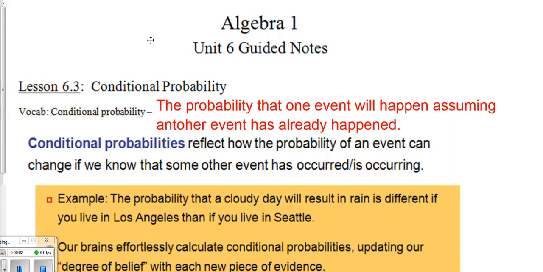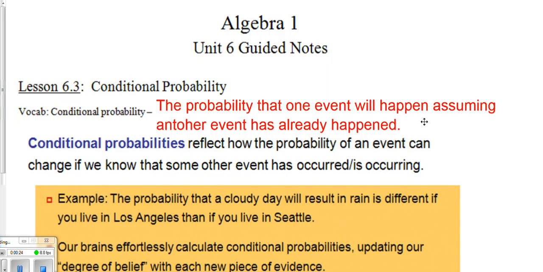All right, we're on lesson 6.3, which is all about conditional probability. This is our last video for Unit 6. First thing we have to get out of the way is the vocab, which is: what is conditional probability? That's just the probability that one event will happen, assuming that another event has already happened. So it changes our probability overall.